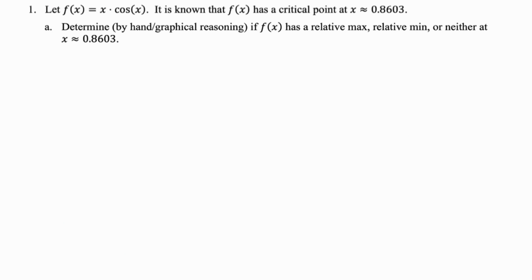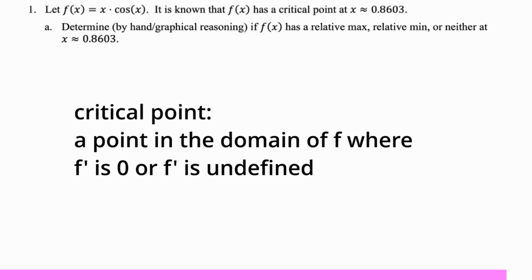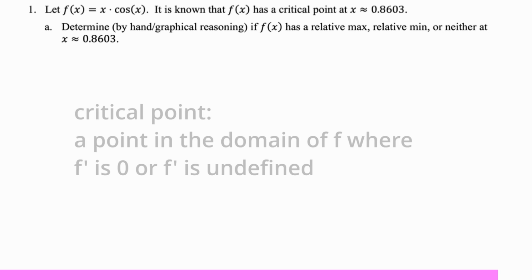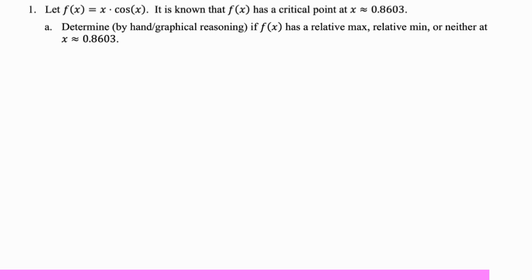Let f of x equal x cosine of x. It is known that f of x has a critical point at x is approximately 0.8603. Since f is continuous and differentiable, we know that f prime of that value must equal 0. So what we want to do is determine by hand or graphical reasoning if f of x has a relative max, min, or neither at that value. So I'm going to need to know the second derivative, I think. Or I'm going to have to do a sign chart, but I don't like my odds of that.